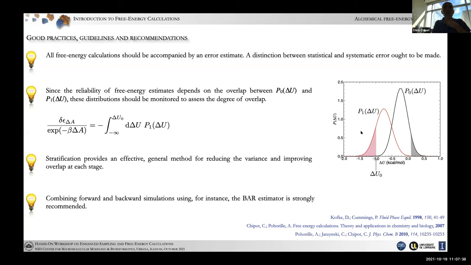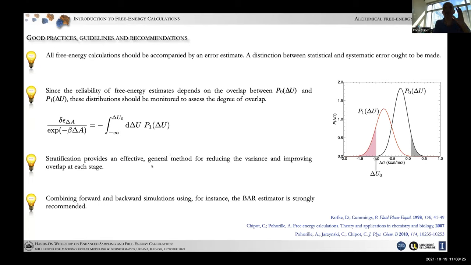I was mentioning that an important thing is to look at the degree of overlap between the probability distributions reflecting the ensemble of configurations at the initial state and the final state, how much they overlap. Based on the degree of overlap, you can actually infer some estimates of the systematic component of your error. It's an approximation.